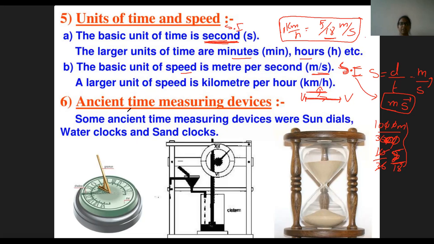And in ancient times, they did not have watches, like wrist watches. But what did they use? They used the sundial. Okay, what did they use?